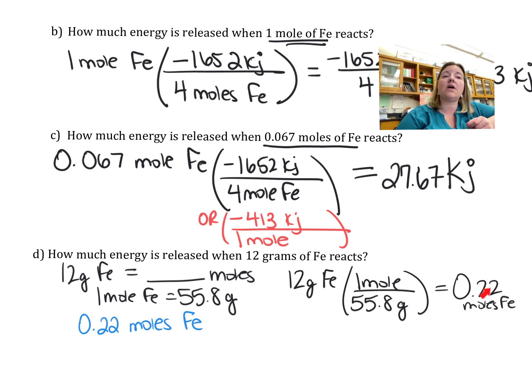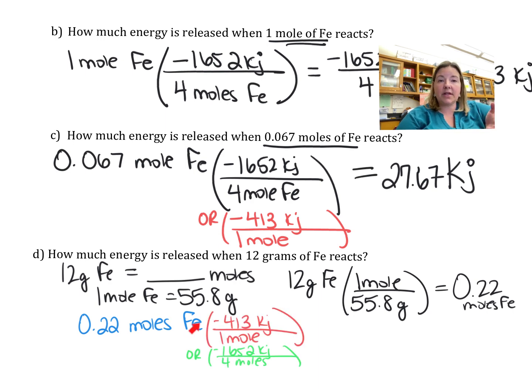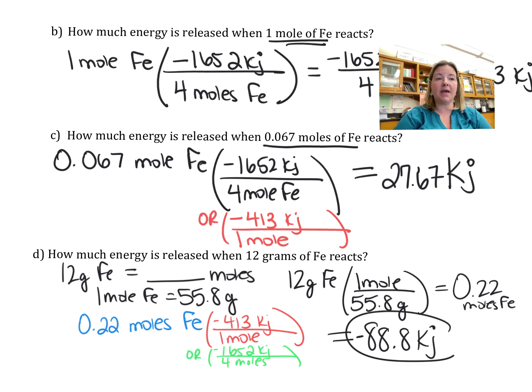Again, we can either use our relationship that we figured out from letter B, that 1 mole is going to produce 413 kilojoules, or we could use the relationship from the balanced equation, 4 moles is going to produce 1,652 kilojoules of energy. No matter what, we want to figure out how many kilojoules only 0.22 moles is going to make. So I'm going to show you the setup, and either way we can use the 1 mole produces 413 or 4 moles produces 1,652. No matter what, you're still going to get 88.8 kilojoules of energy.